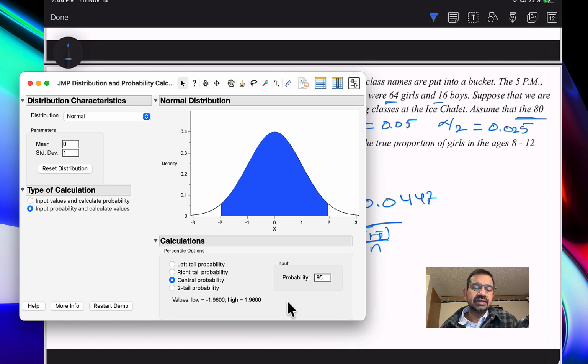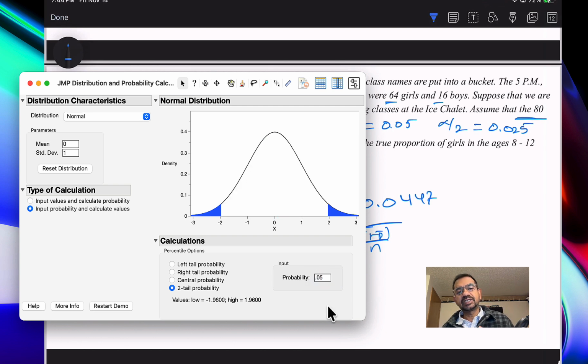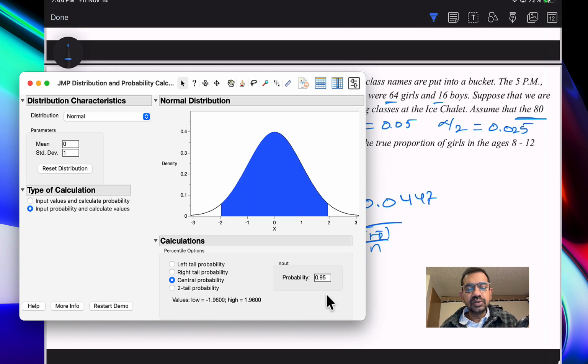If we looked at the tail probabilities, we would type 0.05, or 0.025 in each tail, and we would get the same answer, because 95% central probability is the same as 5% of the area being in the tails. So we can use either option. And this is a pretty flexible tool. No matter what our probability is, let's say we were to find a 92% confidence interval, then our central probability would be 0.92. If it was 98%, then 0.98. So we can vary our probability and then get the corresponding z-stat.